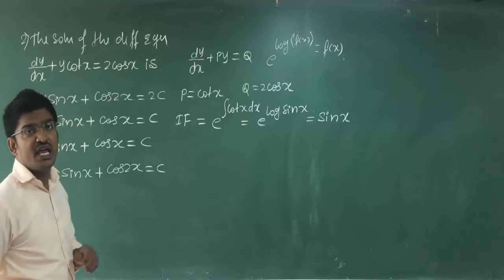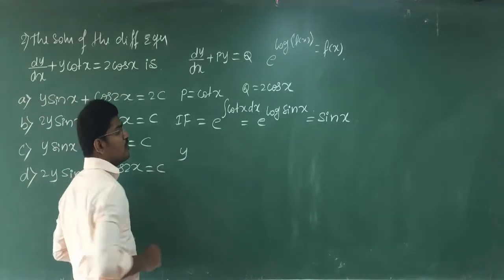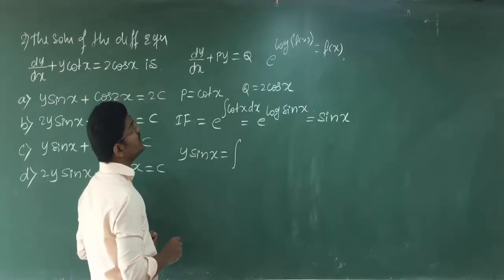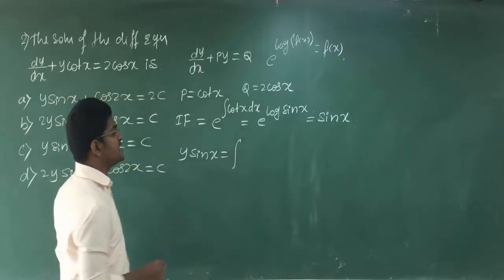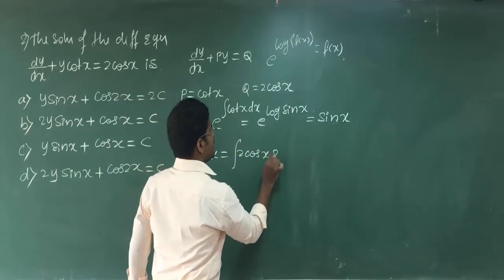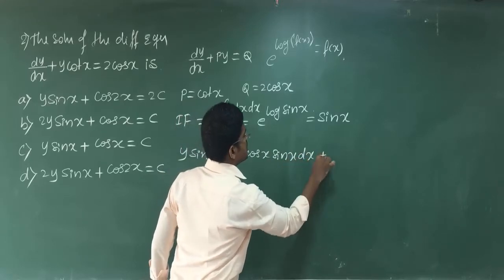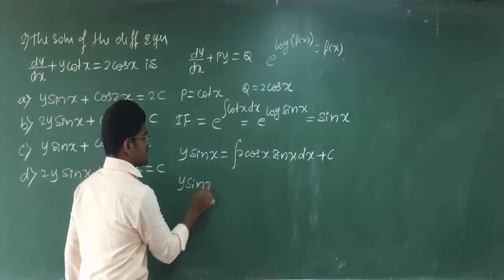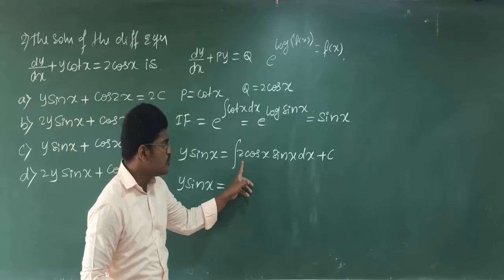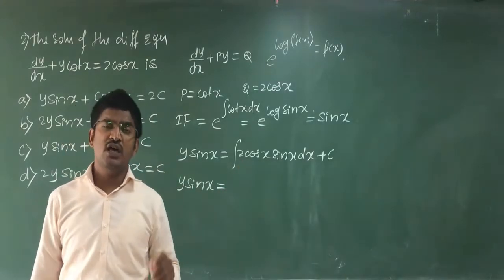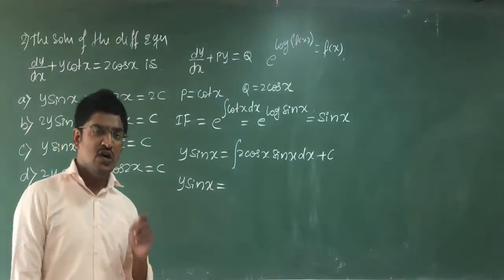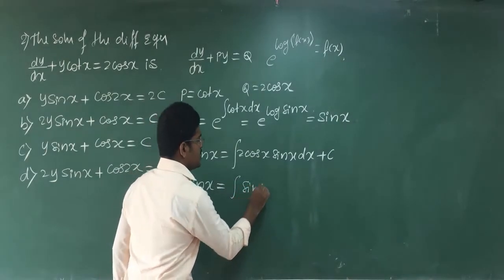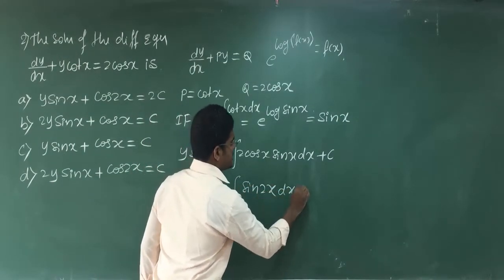Integrating factor is sin x. Clear? We have to solve y into sin x equal to integration of q, which is 2 cos x, into sin x with respect to dx plus c. We have to integrate this. Clear? So see here you have integration of 2 cos x into sin x. Are you getting my point? 2 cos x into sin x can be written as sin 2x, with respect to dx plus c.